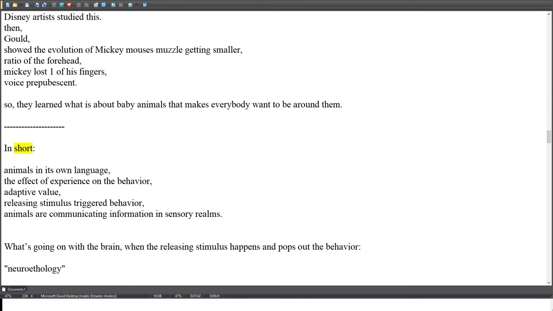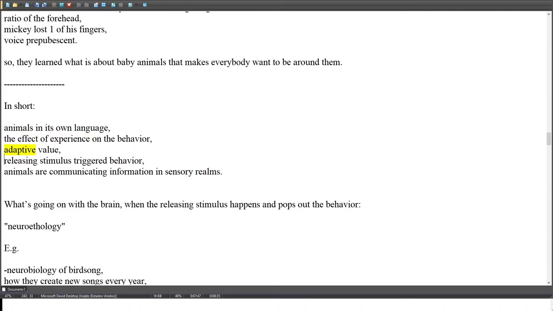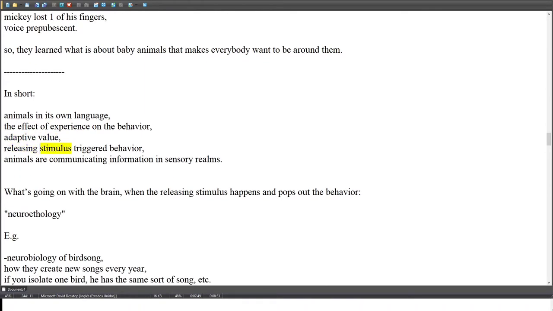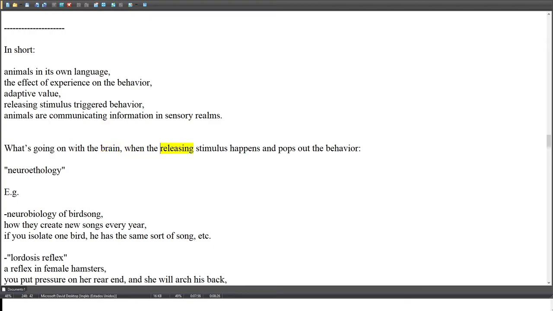In short, animals communicate in their own language. The effect of experience on behavior. Adaptive value. Releasing stimulus-triggered behavior. Animals are communicating information in sensory realms. What's going on in the brain when the releasing stimulus happens and pops out the behavior?